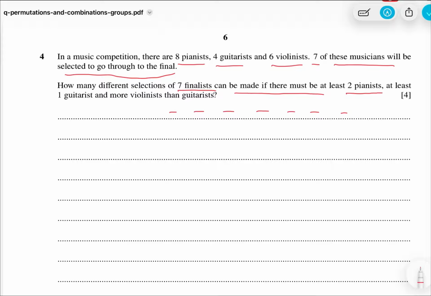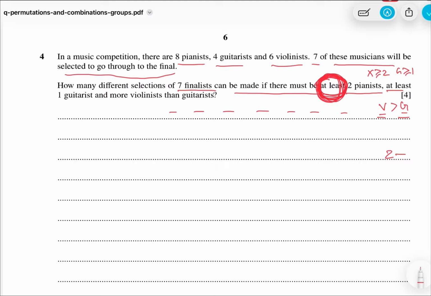two pianists, at least. See, underline this word. Again, interpretation problem. At least two pianists. That means the number could be two or greater than two. At least means two or greater than two. At least one guitarist. Okay, so guitarist at least one, and more violinists than guitarists. So violinists should be greater than guitarists.